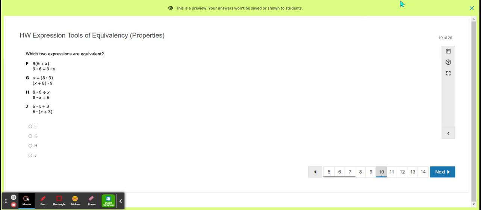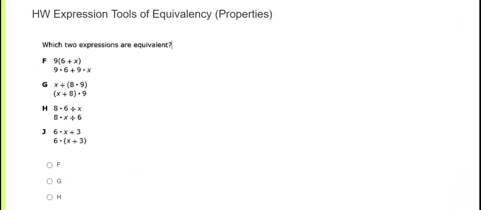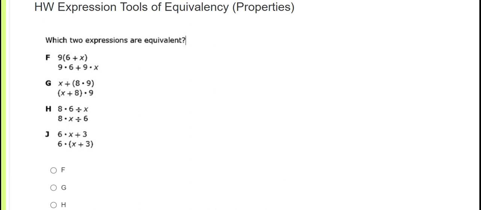Several students had questions on this when we went through it in previous classes. Which two expressions are equivalent? Expressions, not answers. You're not selecting F and G. You're going to check and see which ones are showing the same thing. Here, you're just adding x. Down here, you're adding x to 8, but then you're also multiplying. Those are not the same thing.